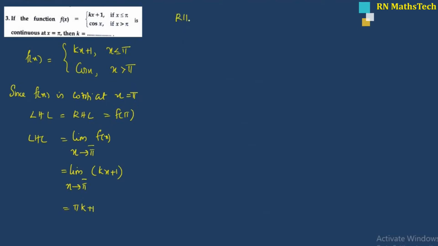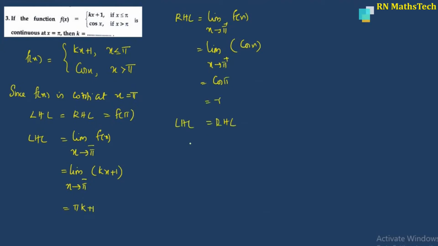Now right hand limit is equal to limit x tends to pi plus f of x, that's equal to limit x tends to pi plus, function value is cos x, so that is equal to cos pi which is minus 1. Now LHL equal to RHL, that is pi k plus 1 equal to minus 1, or pi k equal to minus 1 minus 1, pi k equal to minus 2, or k equal to minus 2 by pi.